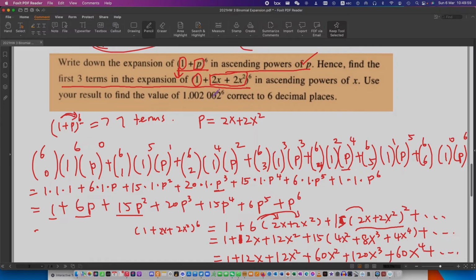And then it says use your result to find the value of this. Okay, good. So in fact, this is also quite simple. This equals 1 plus 2 times 2x. This is 2 times 10 to the power negative 3, right? And then this portion is 10 to the power negative 6, if I'm not wrong. Can you help me out? Use your calculator: 1 plus 2 times 10 to the power negative 3 plus 2 times 10 to the power negative 6. Do you get back the 1.002002?